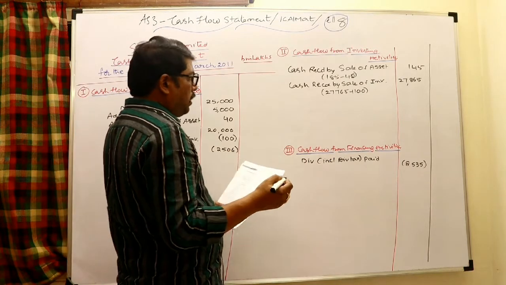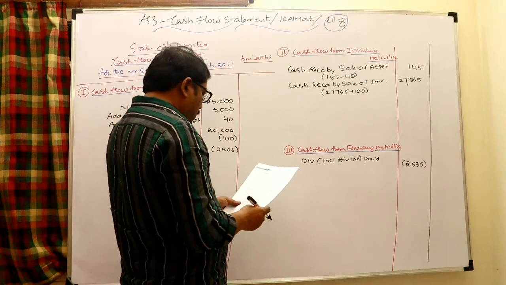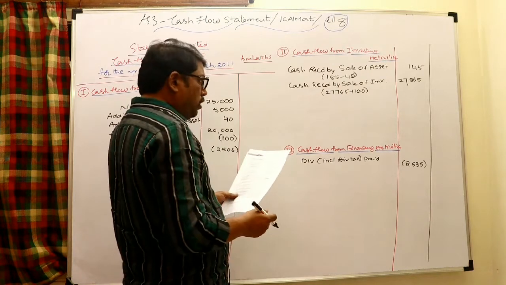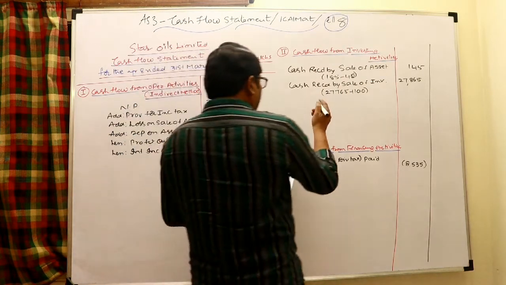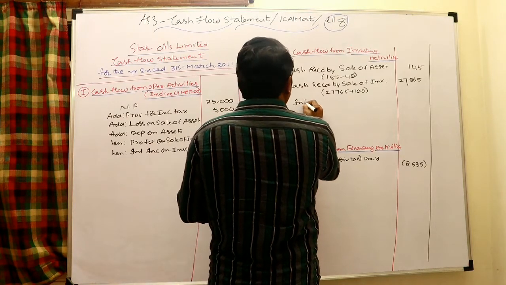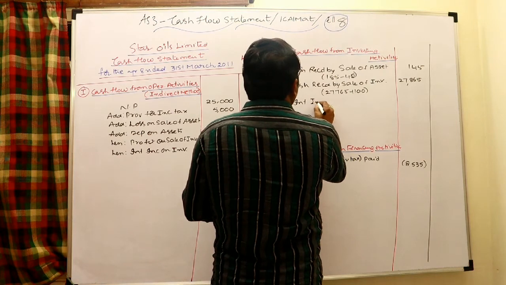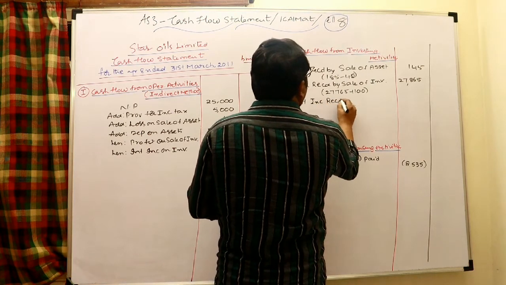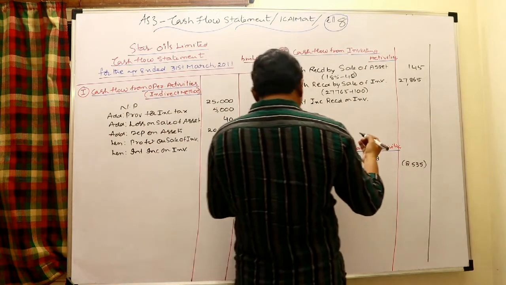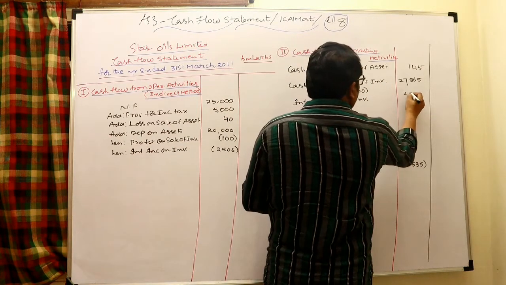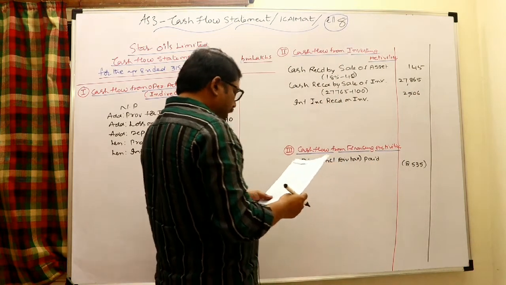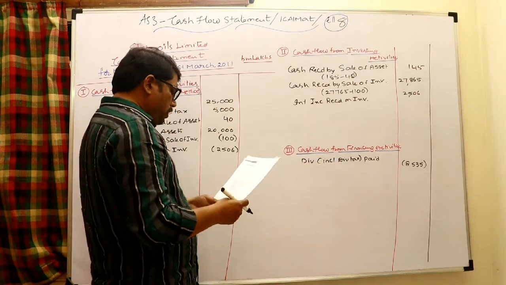2,506. Okay. So, interest income too should always be shown here. It should be withdrawn and shown as an investing activity. So, interest income received on investments, 2,506.